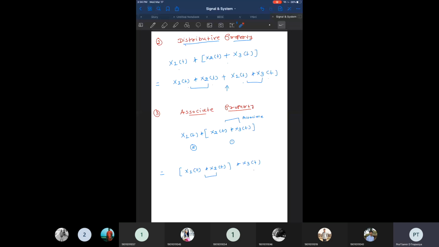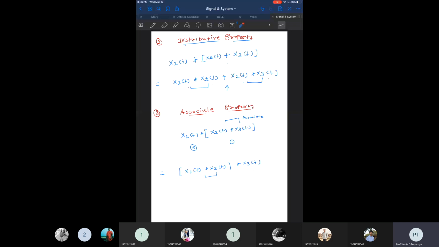The next property is the associative property. This associative property tells us that if we make a group of x2 of t convoluted with x3 of t, and then convolute this with x1 of t, then here we first convolute x2 of t and x3 of t, which is the first priority, and secondly we convolute with x1 of t.